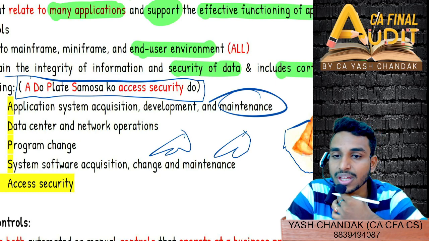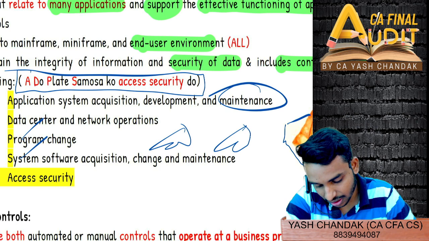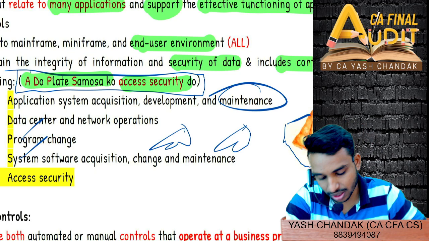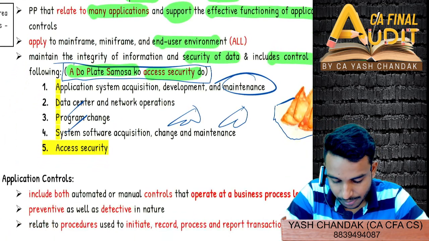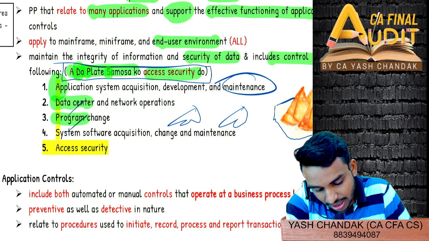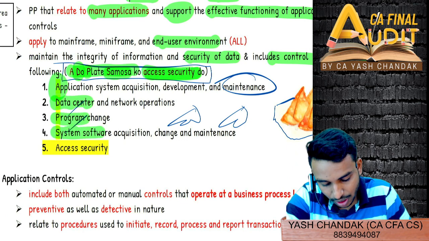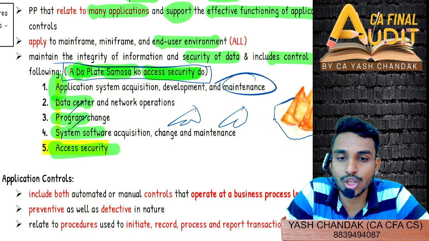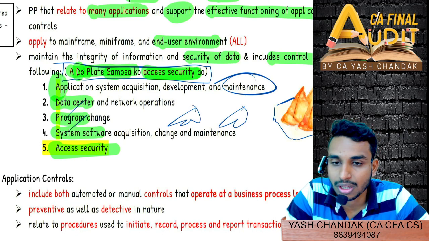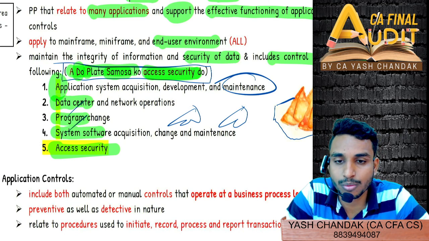Take a pledge. Before eating the samosa, I'll be recalling this answer: 2 plate samosa का excess security दे. 2 plate samosa, that means you need excess securities. A for application, D for data center, P for program change, S for system software, and excess security. Have you taken the pledge or not? Whenever you take samosa from the samosa bhaiya, first tell him the answer, then give him the money, and then only take the plate.